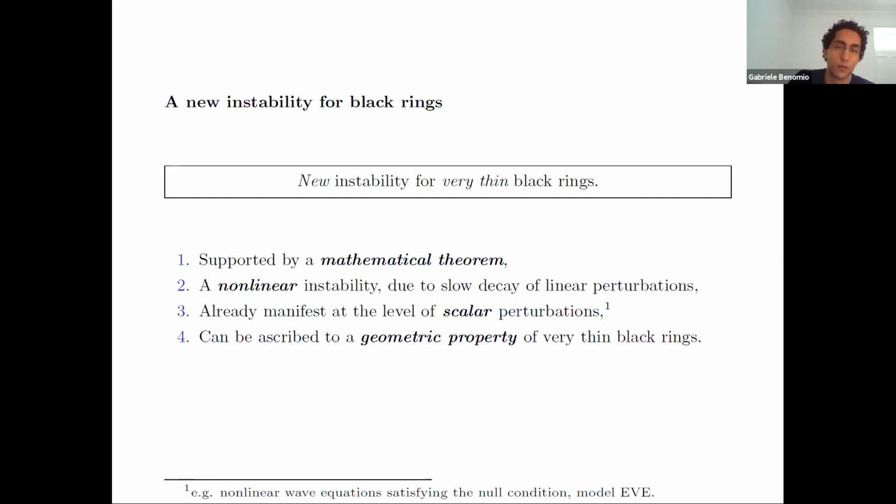As I mentioned, this instability will be, for the first time in the context of black ring instability, supported by a mathematical theorem. This instability is a nonlinear phenomenon. It's a nonlinear instability connected to slow decay of linear perturbations. And I claim that it should already be manifest at the level of scalar perturbations, meaning that it should already show up at the level of a system of nonlinear wave equations on a fixed black ring spacetime, where the system of nonlinear waves can be assumed to satisfy certain nice conditions for the nonlinearities that tell us that this system is a good model for the Einstein vacuum equation. One instance of these conditions would be the null condition.